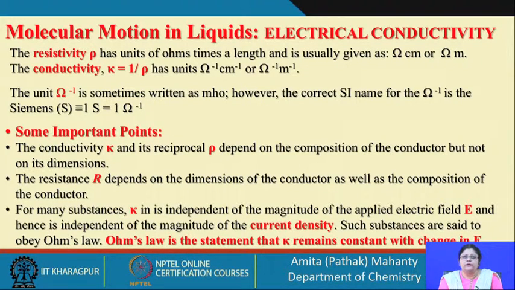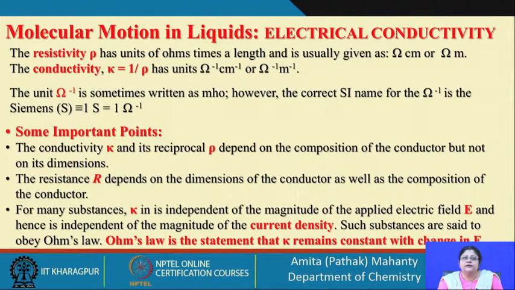Some important points which I want to cover before we proceed to the next class: since we have talked about kappa, we have talked about rho. The conductivity kappa and its reciprocal rho depend on the composition of the conductor, but not on the dimension of the conductor. But resistance depends on both the dimension as well as the composition of the conductor. And for many substances, kappa is independent of the magnitude of the applied electric field, and hence independent of the magnitude of the current density. That is for certain types of substances.